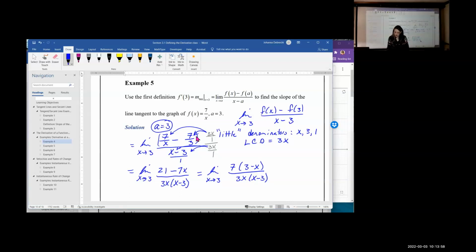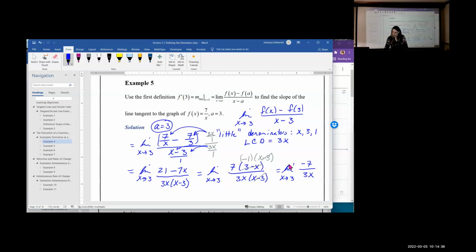So the way to deal with that is to factor out the negative 1. So make this a negative 1 times x minus 3. If you do that, then you'll be able to cancel. So this is gone because we've replaced it with negative 1 times x minus 3. And now you can cancel the x minus 3's. And that's going to give us the limit as x goes to 3 of negative 7 over 3x.